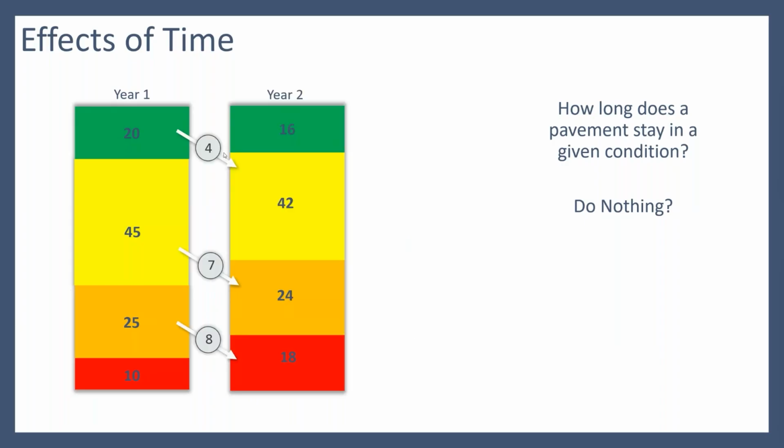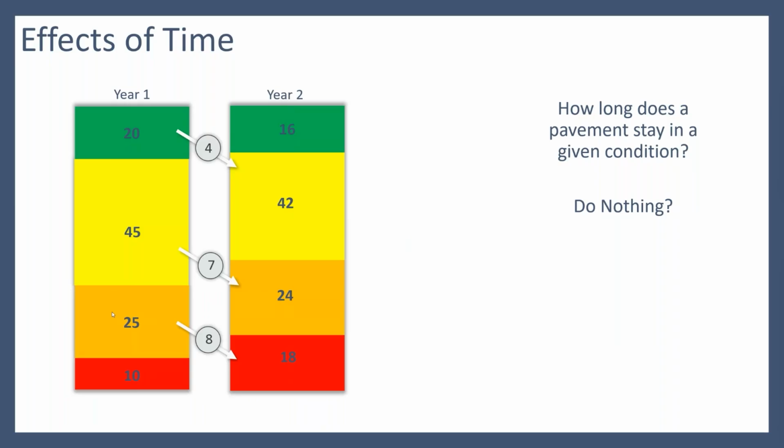The next year, some, but not all, of my good roads will probably turn to fair. So I said 16 of them stay good. 4 of those shift down to the yellow category. Most of my yellow stayed yellow, but some of those shifted down. 7 of them shifted to a critical state.